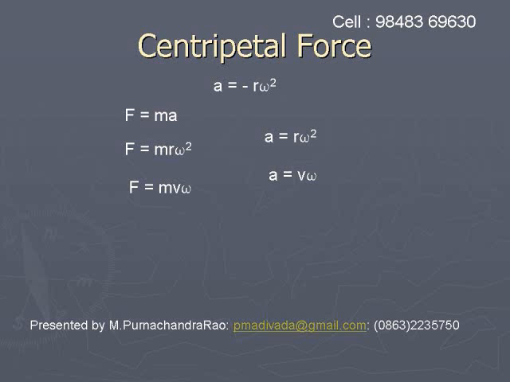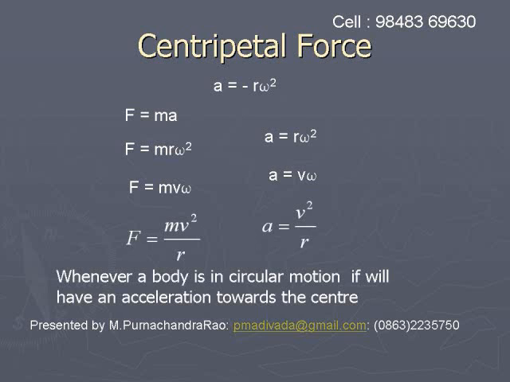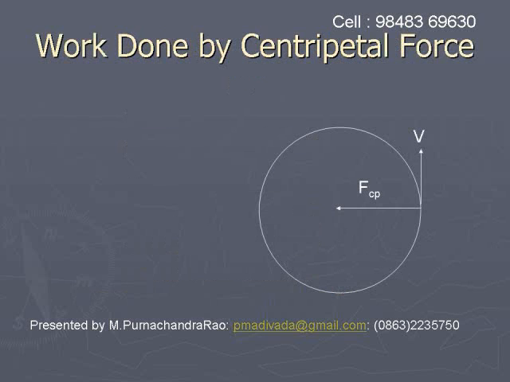This force is responsible for the change in direction of the particle in uniform circular motion. So whenever a particle is in uniform circular motion, it will have acceleration towards the center, and a force is directed towards the center, and that force is centripetal force, whose magnitude is given by mv square by r, one of the forms. Work done by centripetal force.